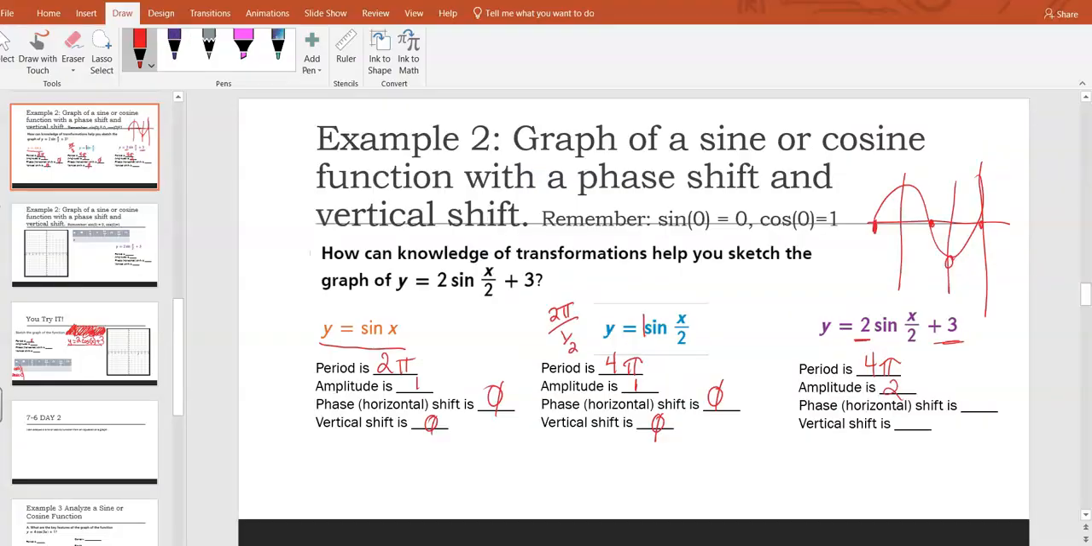Push a little button here and then magical things happen. So the amplitude would be 2. The phase shift, I'm not adding or subtracting inside, where there would be kind of invisible parentheses there. So there's no phase shift, but I am shifting it up 3. So this is how, after I do the sine and multiply by 2, then I added 3 to everything. So that's a vertical shift.